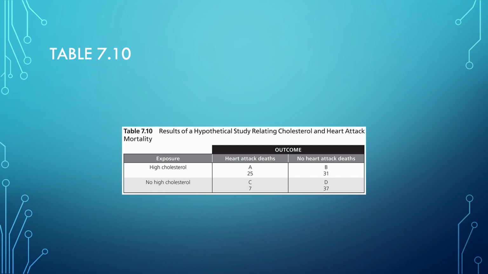Our A group are those that had high cholesterol and had a heart attack death, okay? Our next column over, our B group, are those that had high cholesterol but didn't have a heart attack death. So 25 had high cholesterol and died of a heart attack. 31 had high cholesterol and didn't die of a heart attack. Then we're looking at our other exposure, no high cholesterol. Of those that didn't have high cholesterol, 7 of them still died of a heart attack, but 37 of them had no high cholesterol and didn't die of a heart attack.